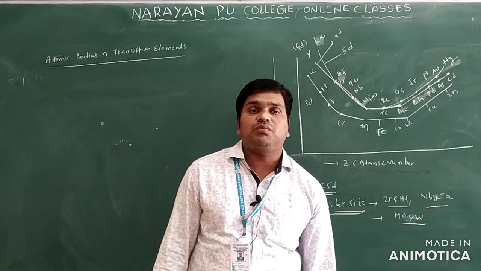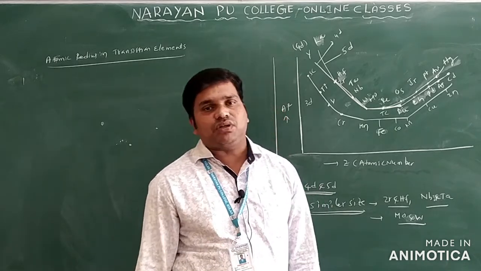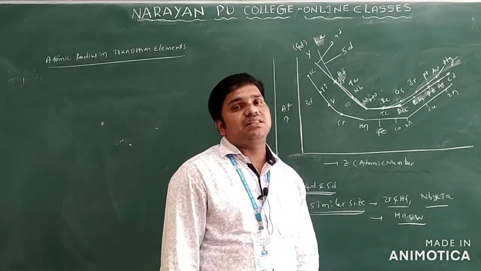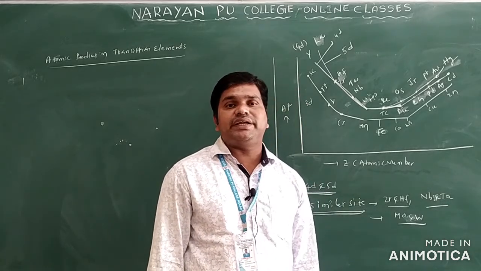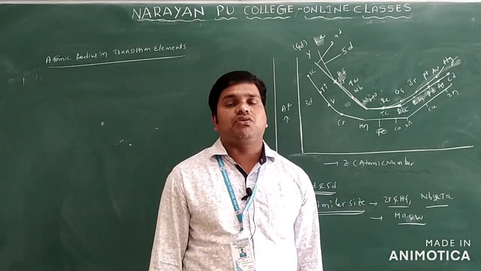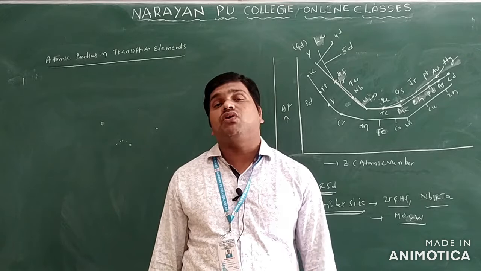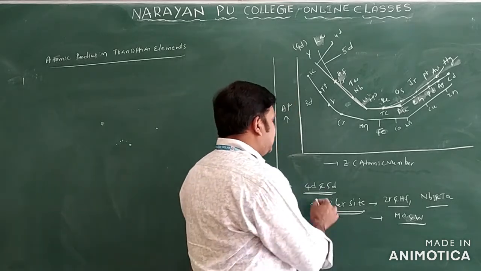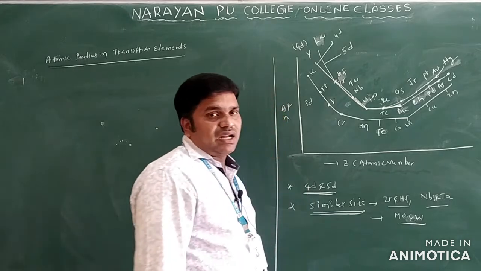Why are these 4D and 5D series elements similar in size? We can study it in the form of lanthanoid contraction only. There is a slight decrease in the atomic radius of elements from lanthanum to lutetium, or cerium to lutetium, which you call lanthanoid contraction only. We will discuss that one. So what is the main reason here? The 4D and 5D series elements have similar size only.